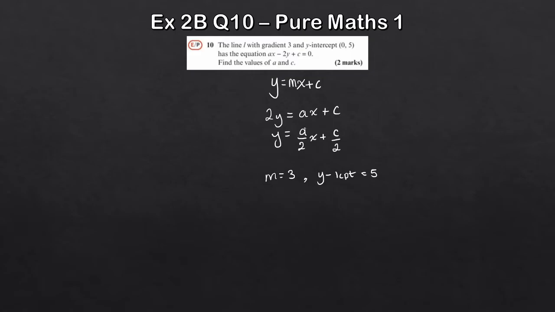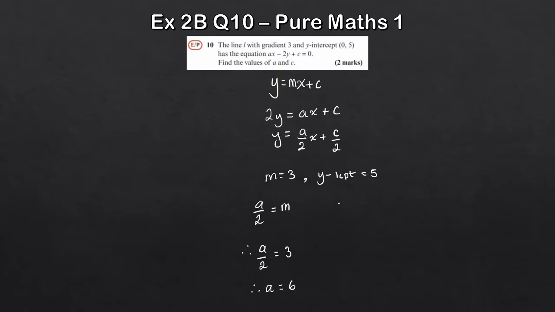So we can now use this information. Because remember, the a over 2 corresponds to the gradient. That a over 2 is equal to m. But m is 3, so therefore, a over 2 is equal to 3. And if we solve this, nice linear equation here, dead easy, that gives us a equals 6.